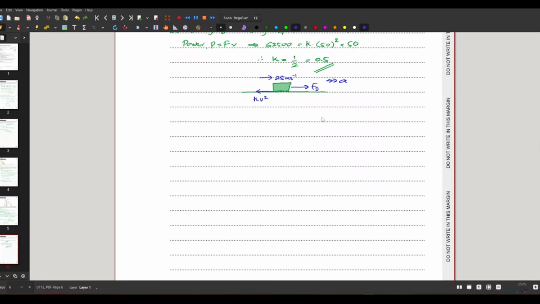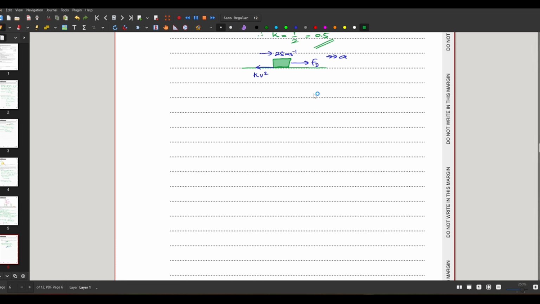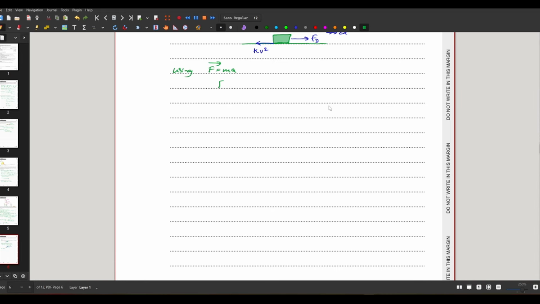Okay, now how we can do? We can simply apply F equal ma using F equal ma to the right direction. So we can write Fd, the driving force, minus the friction, equals the mass, which was 2500, times a.